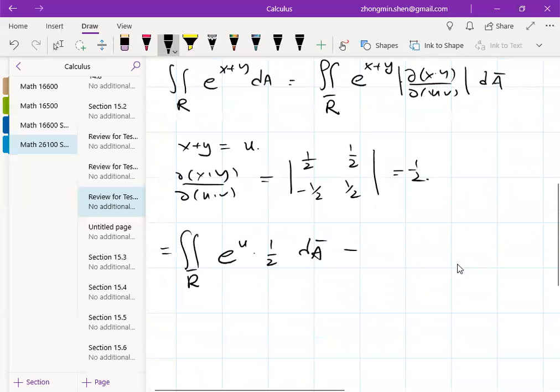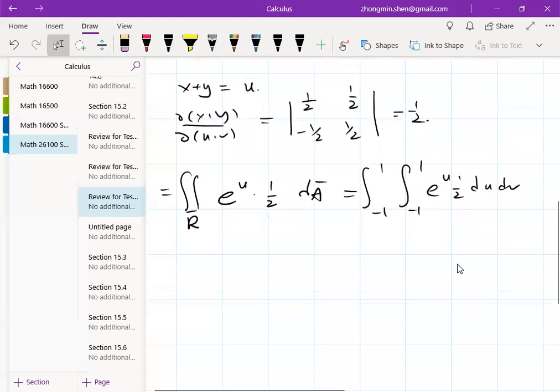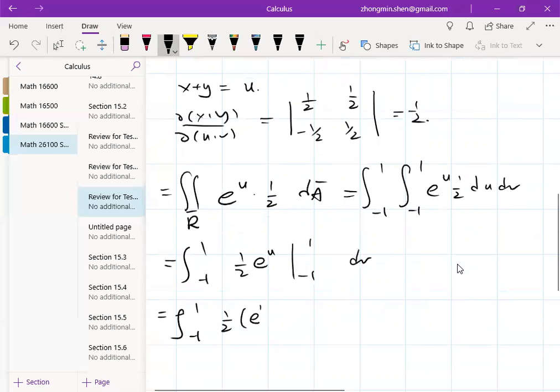So it doesn't matter which one you do first, right? This is e to the u 1/2. You can do dv first or du first, it doesn't matter. Let's do du dv, okay? So you can evaluate the function with respect to u first, and this will be half e to the u, from negative 1 to positive 1, and dv. That is going to be e to the 1 minus e to the negative 1, and dv.